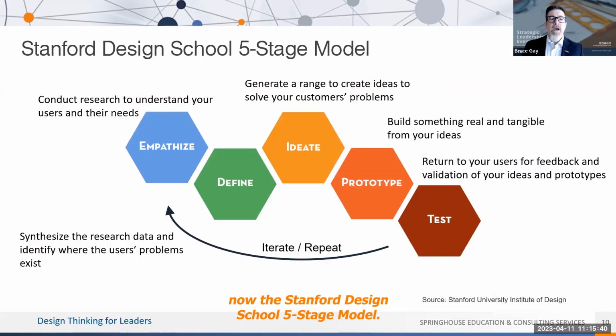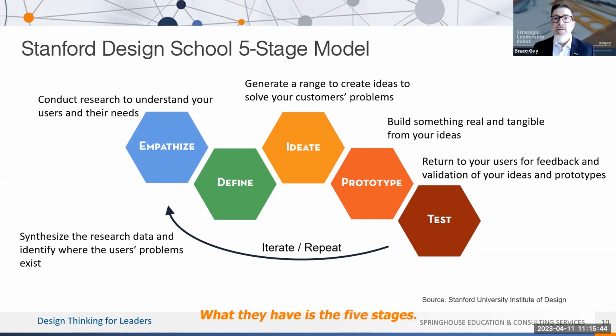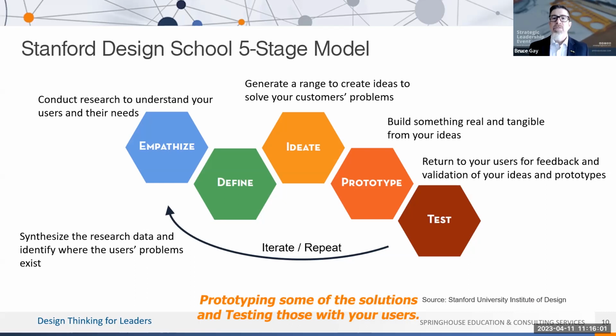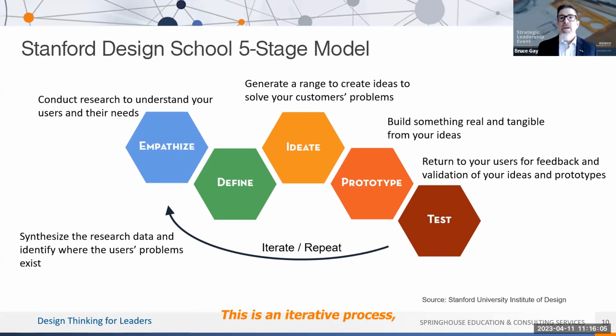So let me share with you now the Stanford Design School 5-stage model. And what they have is the 5 stages. It starts with empathizing with your customer or your user, and then defining the problem, ideating solutions, prototyping some of the solutions, and testing those with your users. And this is an iterative process.